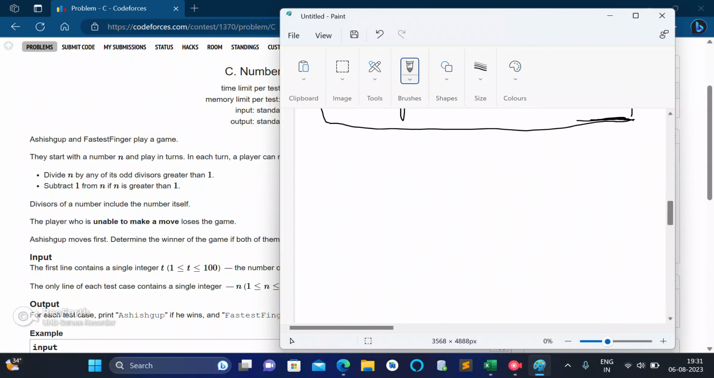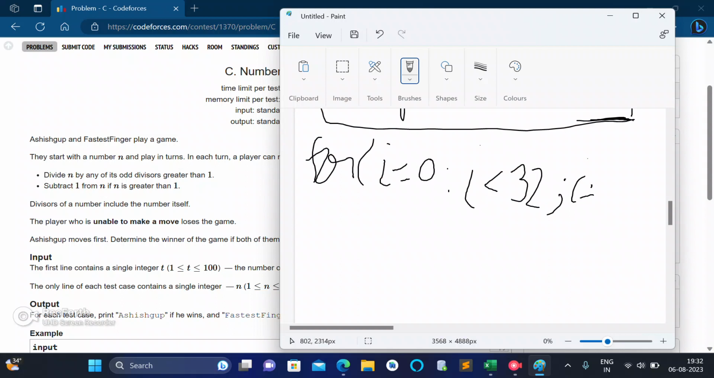So how can you check whether the number of set bits is 1 or not? As in the question, the number is given in the range 1 to 10 to the power 9, it is definitely a 32-bit integer. So you will apply a for loop with i equal to 0, i less than 32, because the number should be a 32-bit integer, and i plus plus. Why is the number a 32-bit integer? Because in the question it is given that n is in the range 1 to 10 to the power 9.